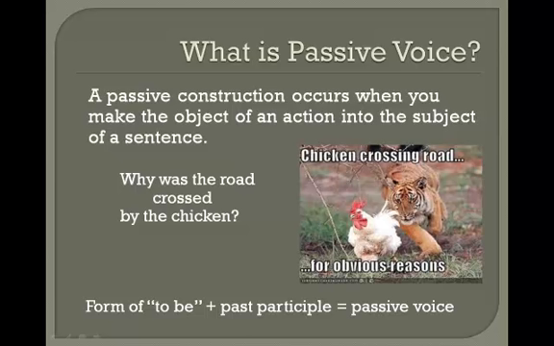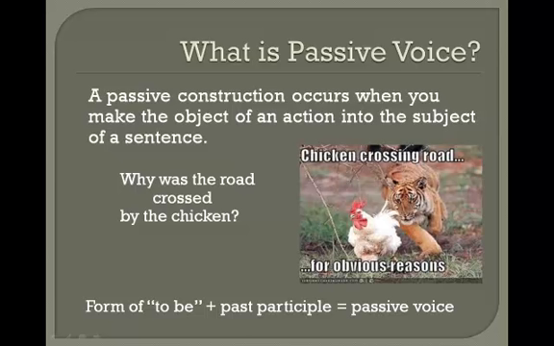Okay, passive voice. This is the one that I keep telling you I'm going to talk about, right? What is passive voice? Well, a passive construction occurs when you make the object of an action into the subject of a sentence. And the reason that it gets a bad rap is sentences like this. Why was the road crossed by the chicken? Which just doesn't even really make very much sense to us.